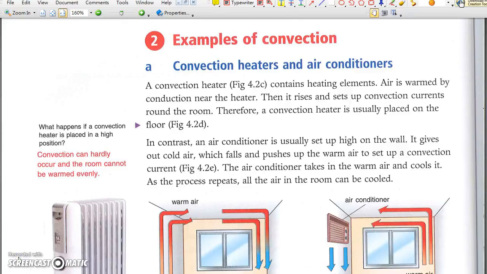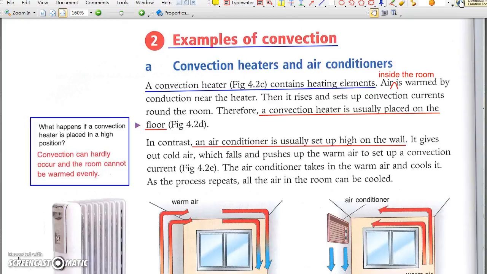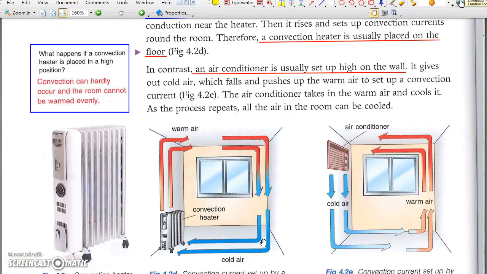2. Examples of convection. A. Convection heaters and air conditioners. Convection heaters are best placed on the ground, while air conditioners are best mounted near the ceiling. For the convection heater, it first heats up the surrounding air by conduction. The warm air rises as it expands, and its density decreases. As cold air near the ground replaces the air around the heater, the convection current is completed.